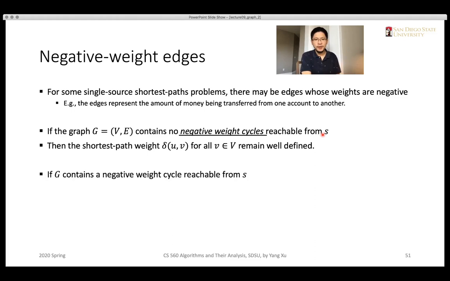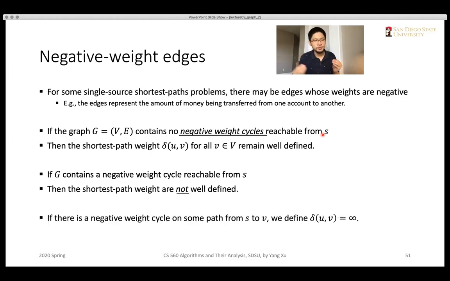It's basically because if there is such a negative weight cycle from S, then the shortest path could be smaller and smaller if you go through that cycle multiple times. So in that case, if a negative weight cycle exists on some path from the source to the vertex, then we just say that the shortest path weight, the delta, is infinity. It is not defined. Okay, so in the next slide we'll see why this is the case.